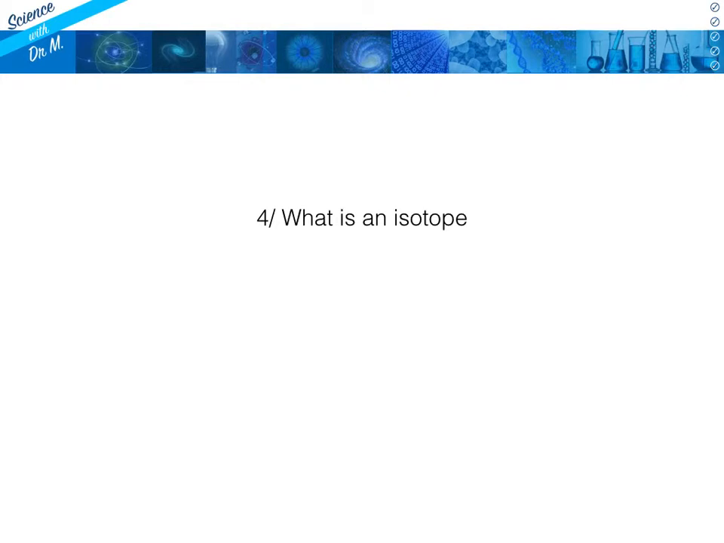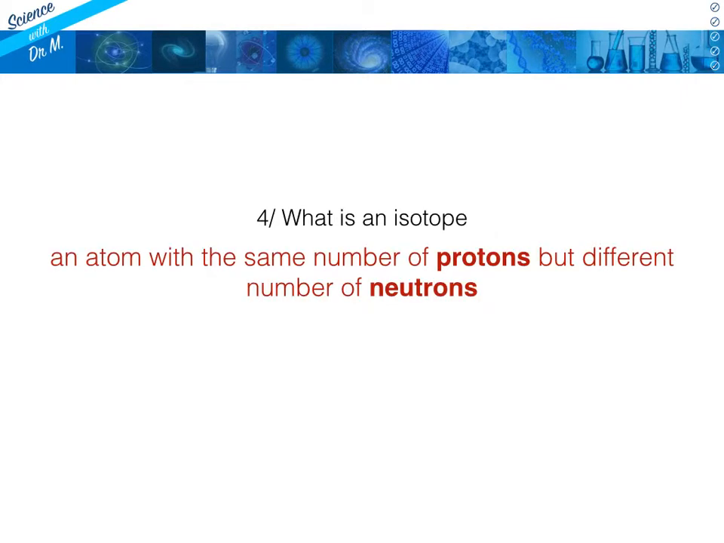Question 4. What is an isotope? Don't mix this up with what is an allotrope. It's a bit different. What is an isotope? And the answer, it's an atom with the same number of protons but different number of neutrons. So same atomic number but different mass number.